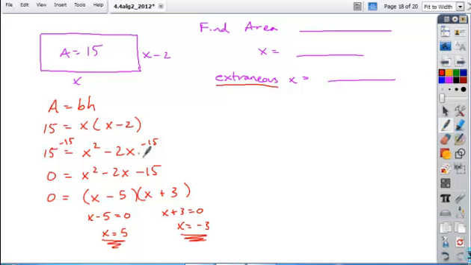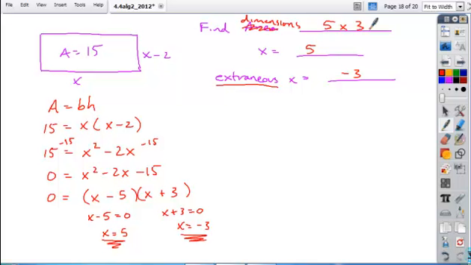Okay, when you plug those back in, can you have a length of negative 3 and a height of negative 5? No. So this is considered an extraneous solution. Negative 3 fits mathematically, but not within the context of the problem itself. So the only possible value you can have would be 5, which means, not find the area, but find the dimensions. The dimensions are going to be 5 by 3.